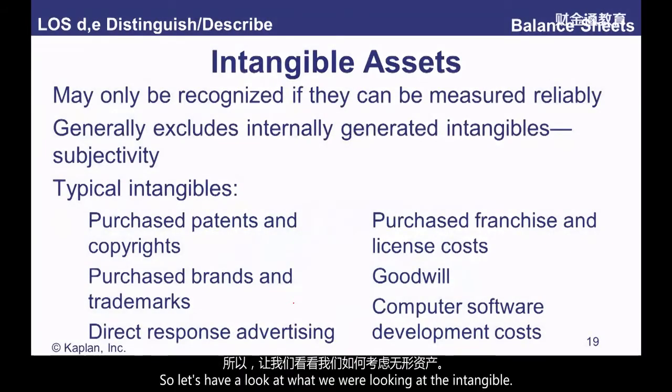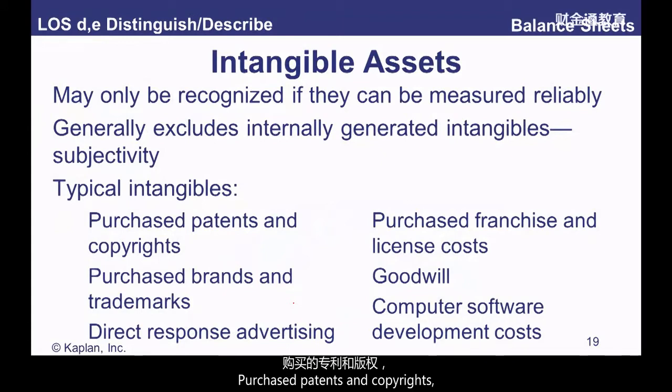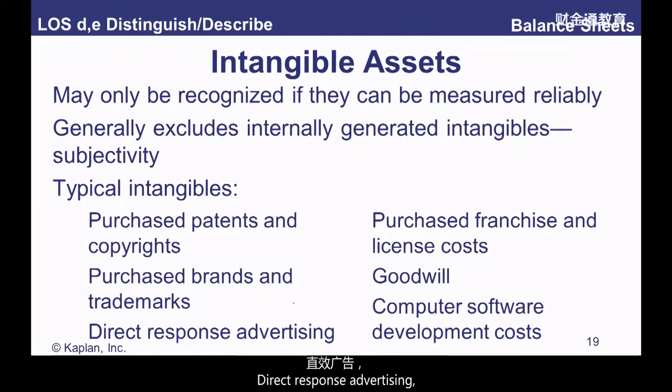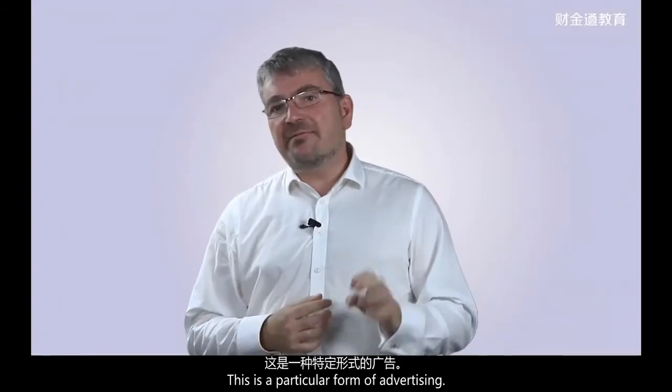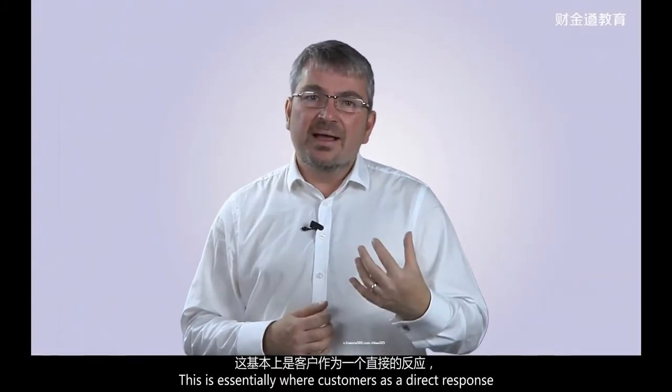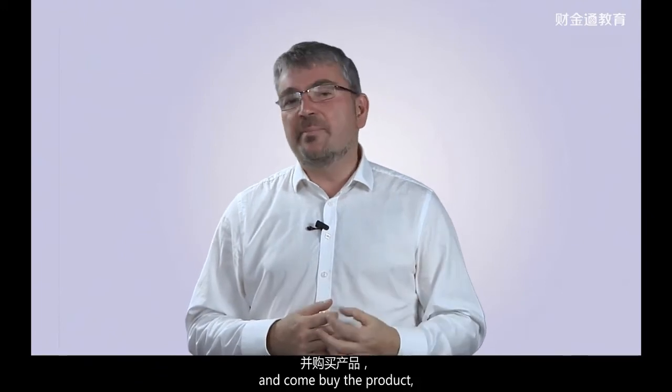So let's have a look at what we're looking at with our intangibles. Purchased patents and copyrights. Purchased brand names and trademarks. So notice we're excluding internally generated items there. Direct response advertising. Now this is internally generated, but it can be capitalized. This is a particular form of advertising. This is essentially where the customer has a direct response and can buy the product.